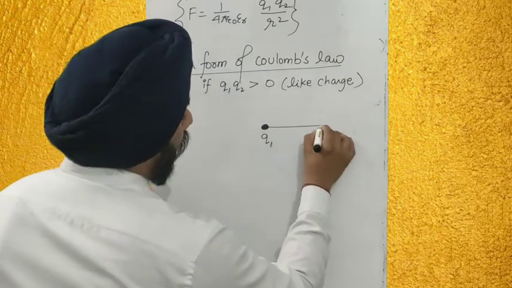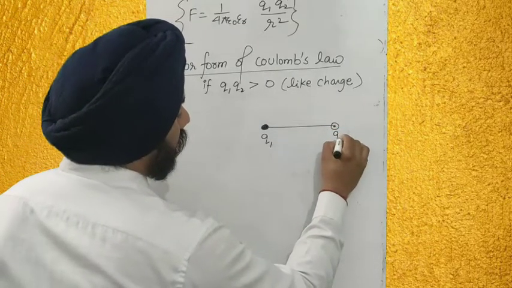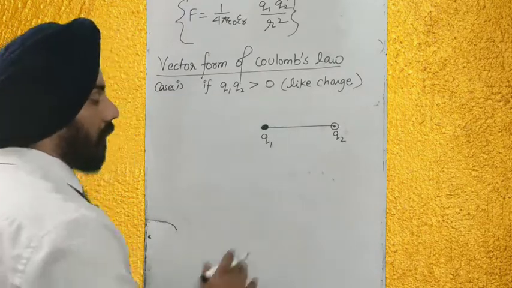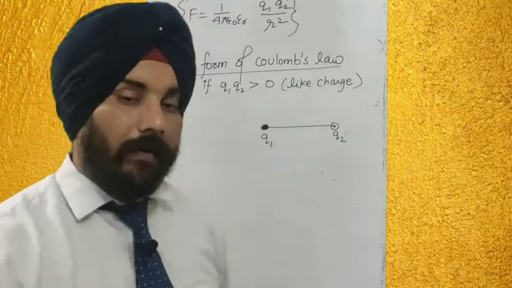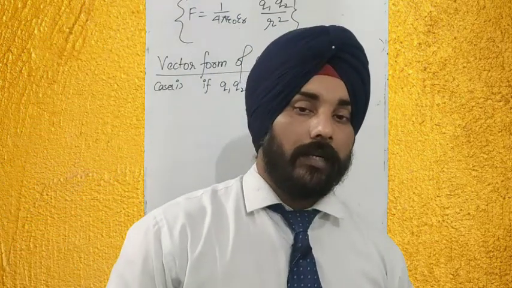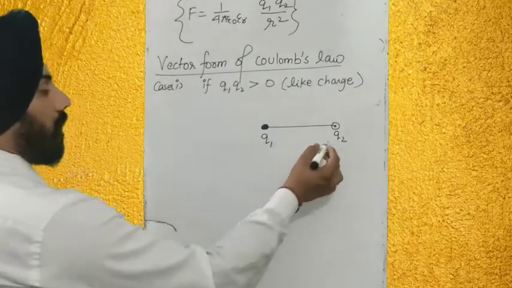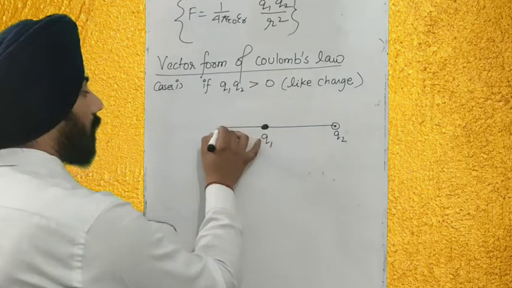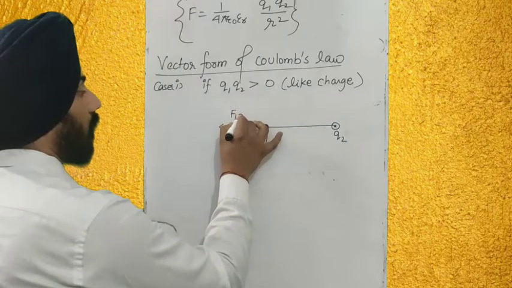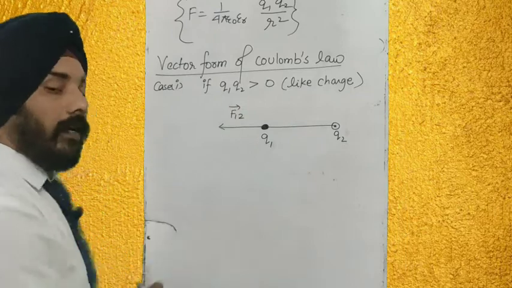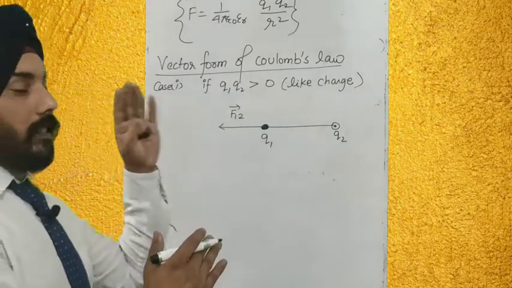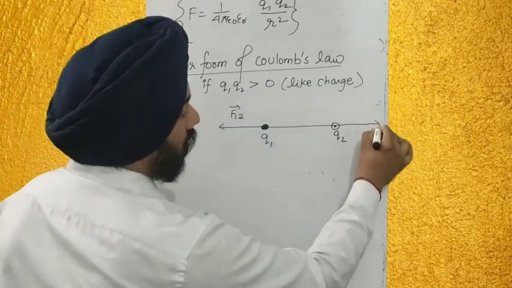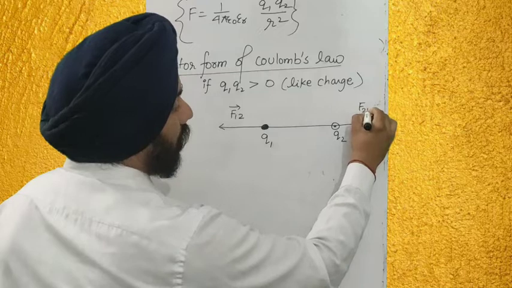Q1 and Q2 are the two charges having the same sign. Then the force between them will be repulsive in nature. Suppose Q2 is applying a repulsive force on Q1, that is F12. It is a repelling force, going away from the charge. And here Q1 will also apply a force on Q2, that we represent by F21.